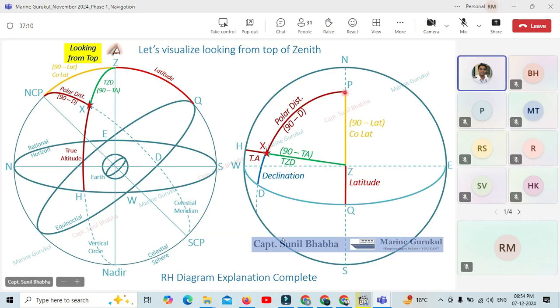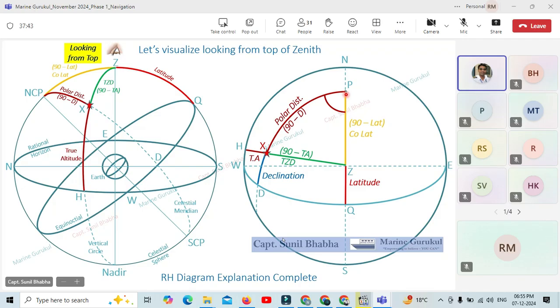Now this angle Papa, if you look carefully, is the angle at the pole contained between the celestial meridian of the observer, which is PZQS, and the celestial meridian passing through the body. Celestial meridian passing through the body is PXD. It is represented by this maroon color arc in the diagram. Now this is the definition of LHA, local hour angle.